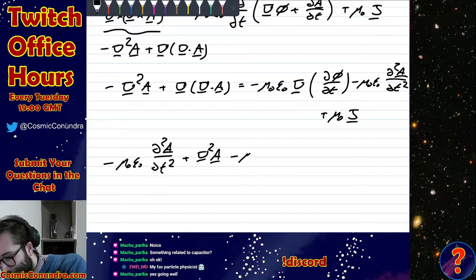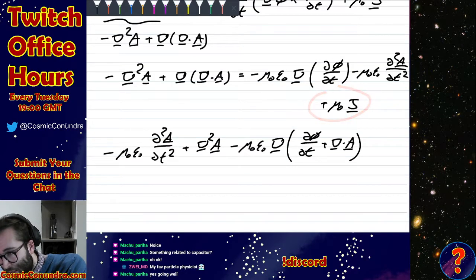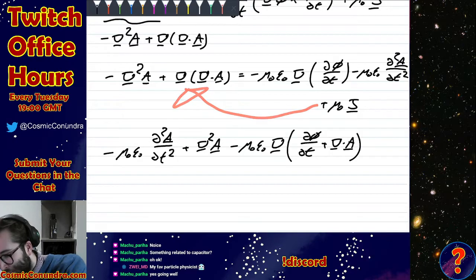and now I've got this grad term. So this term here, but I'm also moving this term over to join it. So that is grad of d phi dt plus divergence of A, and now I'm going to move the mu naught j term over to the other side. So now this becomes equal to minus mu naught j.